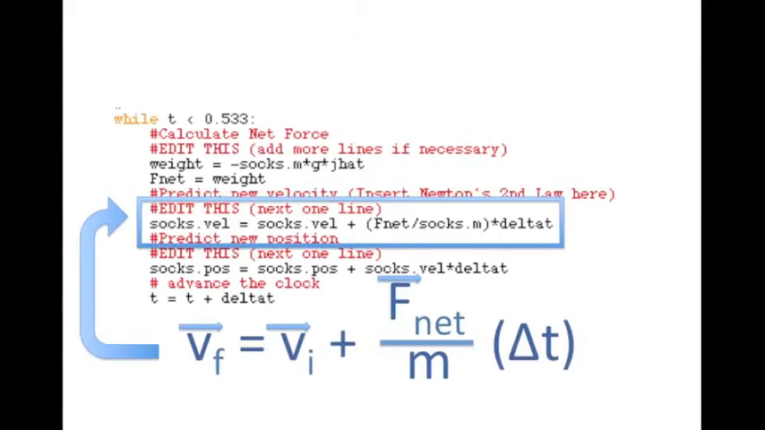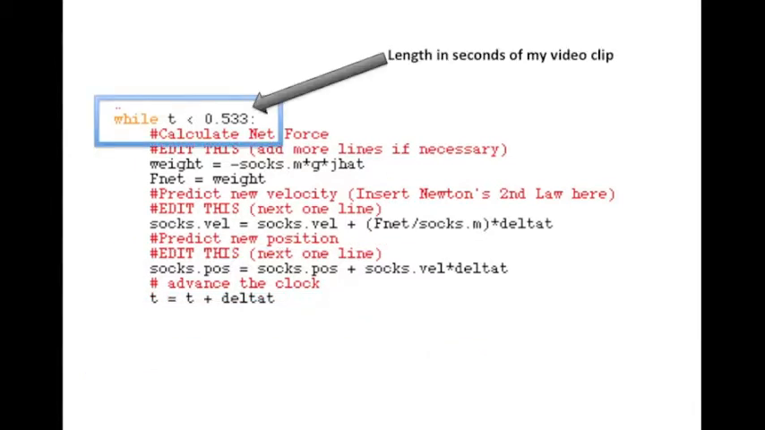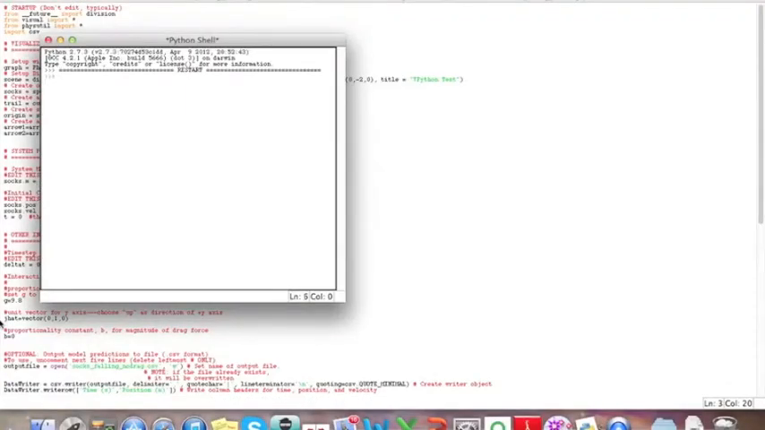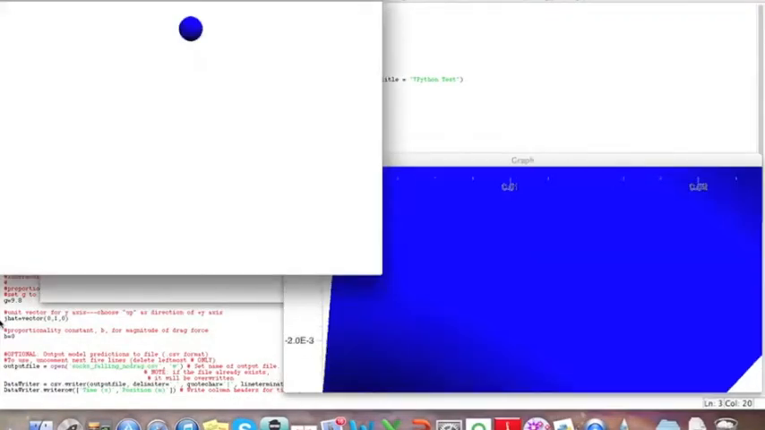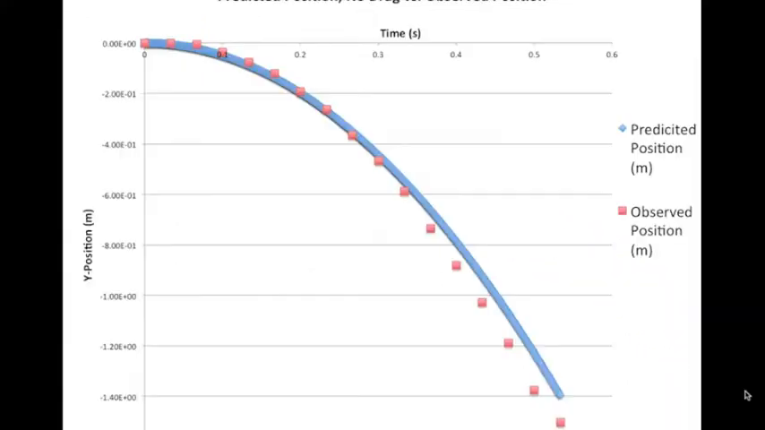Here, Newton's second law is integrated into the code so as to predict the velocity of the falling socks. Once the velocity of the socks has been calculated, this value can be used here to predict the position of the socks. This model was set to run for 0.533 seconds, the same duration of the observed trial. When this model is run, the motion it predicts is roughly equivalent to the falling motion observed by the socks.